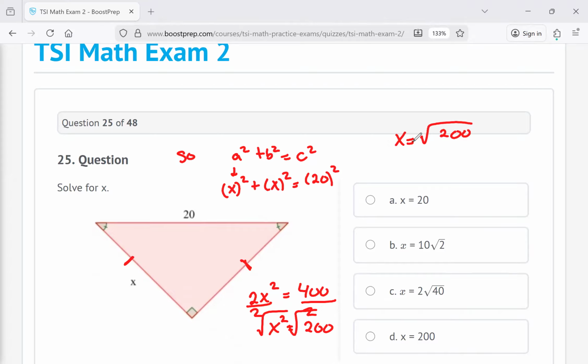And you don't see a decimal, so they simplify this. Can you think of two numbers multiplied to 200? 100 times 2. 2 is prime. 100 is not prime. It can be broken down as 10 times 10. You can circle pairs of two, so 10, 10 just becomes 10, and then you're left with the prime number 2. So it would be 10 root 2, letter B.